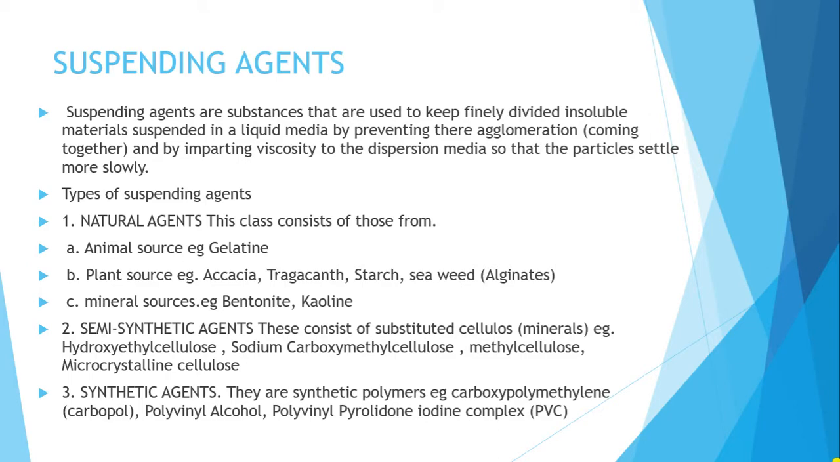Natural agents are fully obtained from natural sources. Gelatin is obtained from animal sources. Then acacia, tragacanth, starch, and seaweed alginates are obtained from plants. Bentonite and kaolin are minerals, so they are obtained from mineral sources. These are the natural agents. Then the second one is semi-synthetic agents.